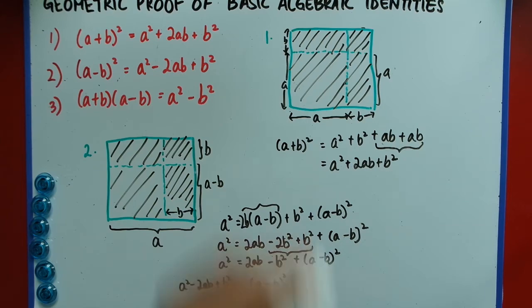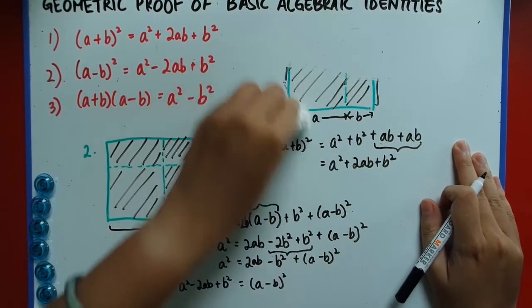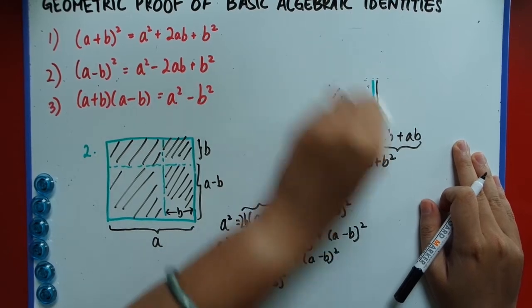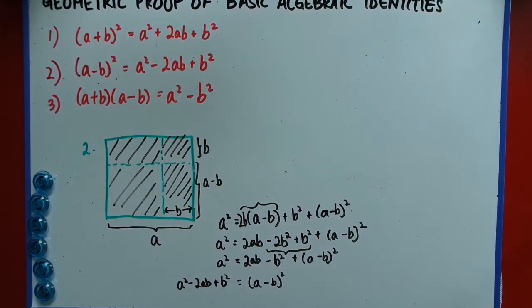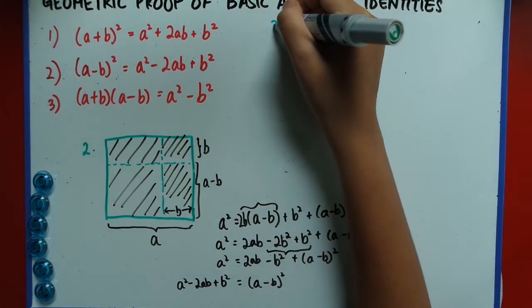Now we do the third one. So let me erase this so I can get some space going on here. Okay, so I'm going to do the last one, which is a plus b times a minus b is a squared minus b squared. Okay, so it's a similar thing.